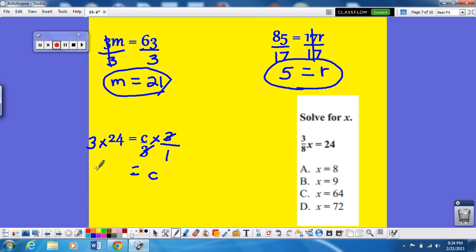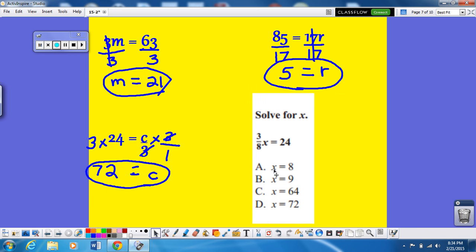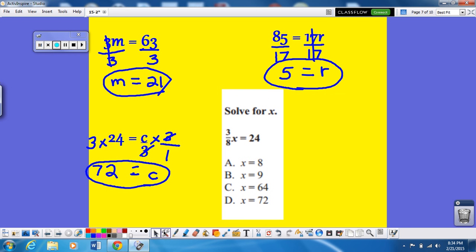24 times 3 is 72. So I know that in this problem, the variable C is worth 72. And again, you could plug it in to see if you were right on that. Now, this one I have taken straight from a DEA test that we've had this year. So I want you to look at it.